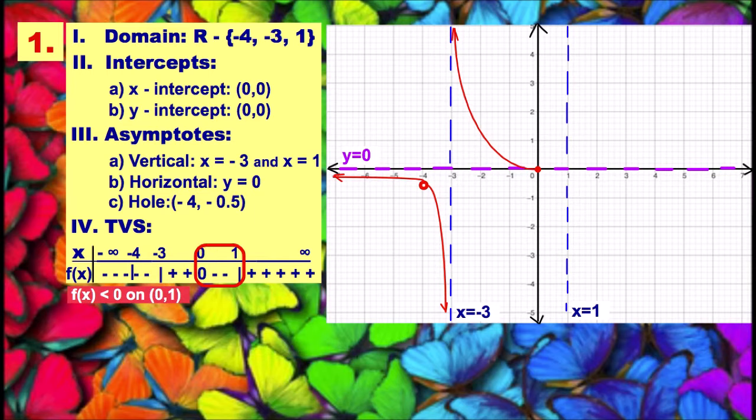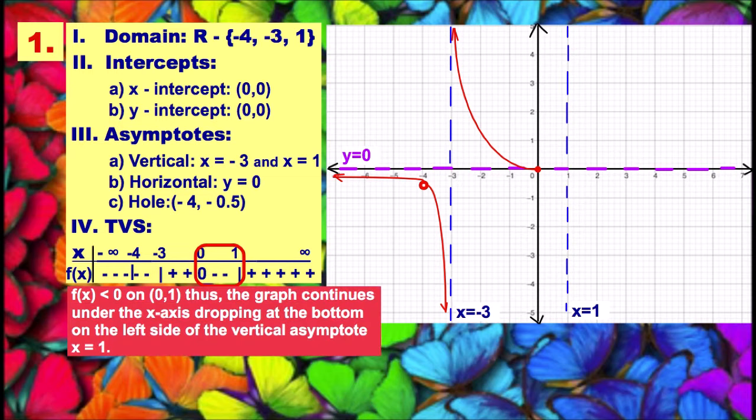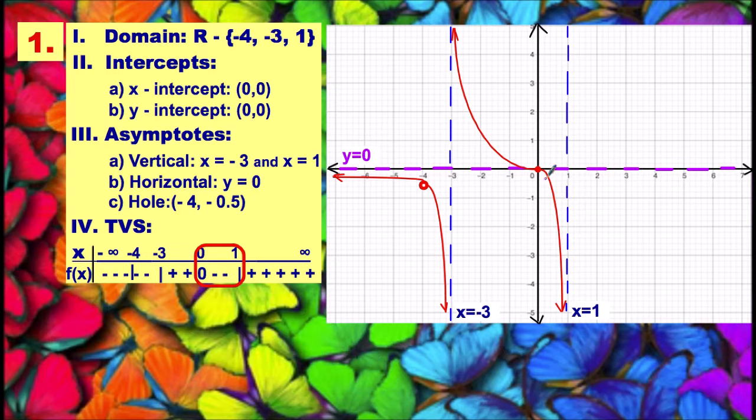f of x is less than 0 on open interval (0, 1). Thus, the graph continues under the x-axis, dropping at the bottom on the left side of the vertical asymptote, x equals 1. As you see, when we continue drawing the line from open interval (0, 1), it drops down right to our vertical asymptote of x equals 1.